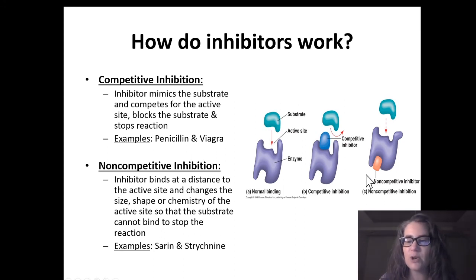Non-competitive inhibition is shown in C over here. This is where your inhibitor binds at a distance and then changes the active site's chemistry or size or shape so that the substrate no longer can fit. If you can change that active site and block the substrate from being able to dock, then you can stop the reaction. There are lots of poisons that fit into this class as well, like sarin, a common terror bomb that decreases the way that the muscles and the lungs inflate and deflate so it can stop breathing, and then people die.